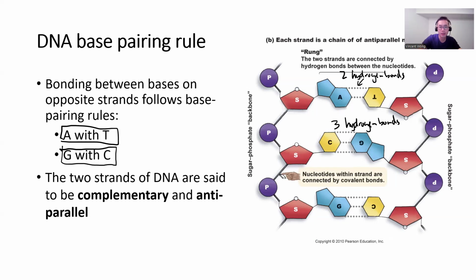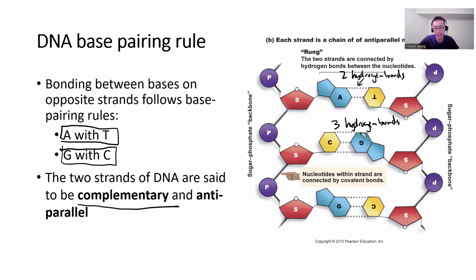Okay, and we have the sugar and phosphate backbone. Now, knowing the base pairing rule is going to allow us to predict what's on the other strand. This predictability, we have a name for it. It's called complementary.